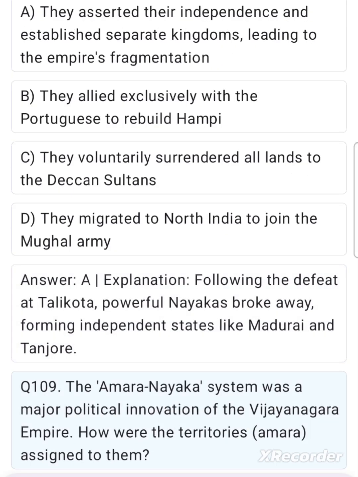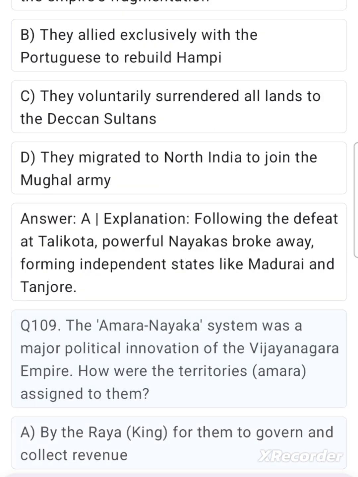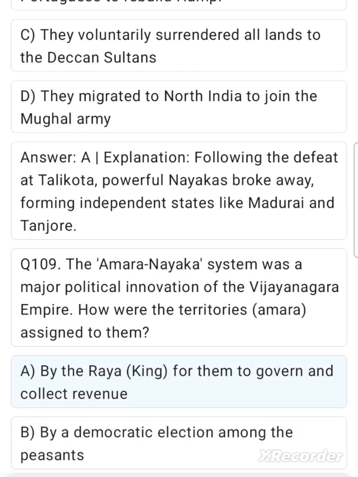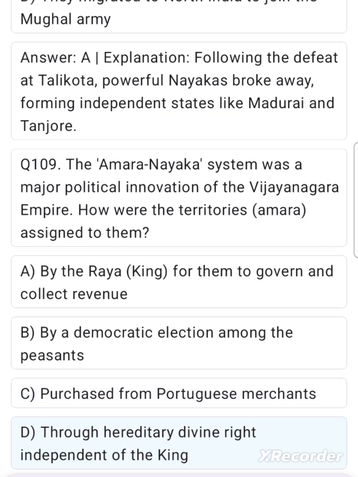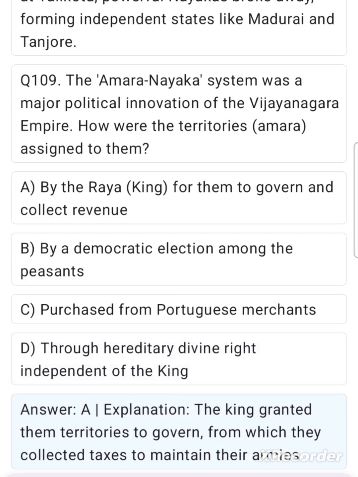Q109. The Amara-Nayaka system was a major political innovation of the Vijayanagara Empire. How were the territories, Amara, assigned to them? A. By the Raya king, for them to govern and collect revenue. B. By a democratic election among the peasants. C. Purchased from Portuguese merchants. D. Through hereditary divine right independent of the king. Answer. A. Explanation. The king granted them territories to govern, from which they collected taxes to maintain their armies.